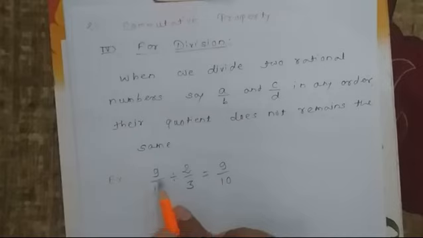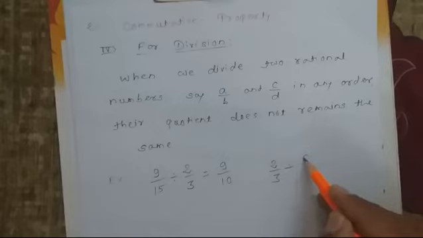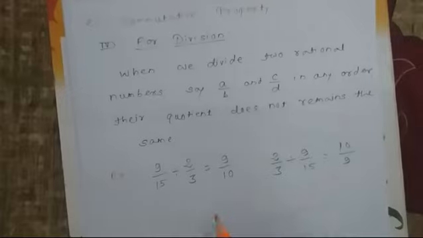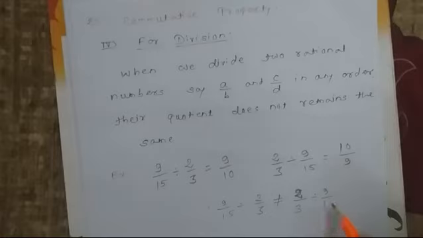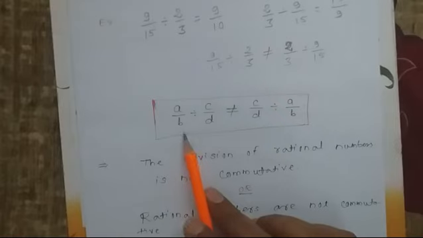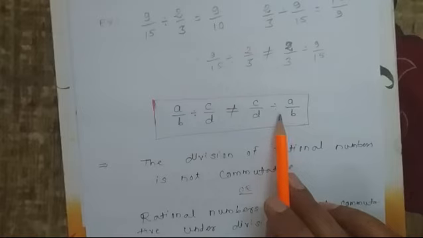And if you change their order, and divide 2 upon 3 by 19 upon 15, you will get the quotient as 10 upon 9. Means 19 upon 15 divided by 2 upon 3 is not equal to 2 upon 3 divided by 19 upon 15. So in general form, we can write: a upon b divided by c upon d is not equal to c upon d divided by a upon b.